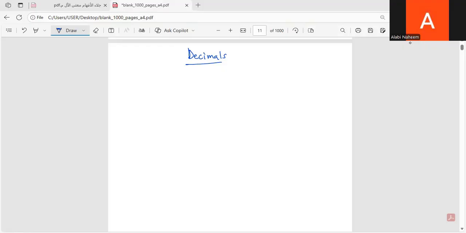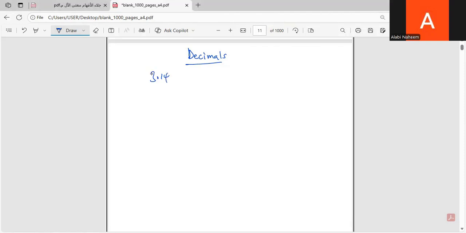What's a decimal? A decimal is a way of representing a number that is not a whole number using a decimal point to separate the whole part from the fractional part. So for example, something like 3.14. This is a decimal. You can see it's not a whole number. You can see the decimal point here. We call this part the whole number part, and this part the fractional part.